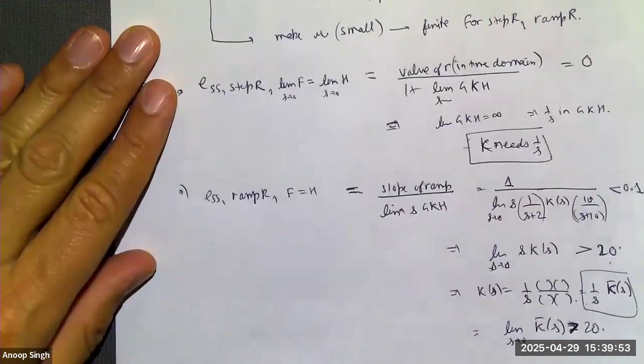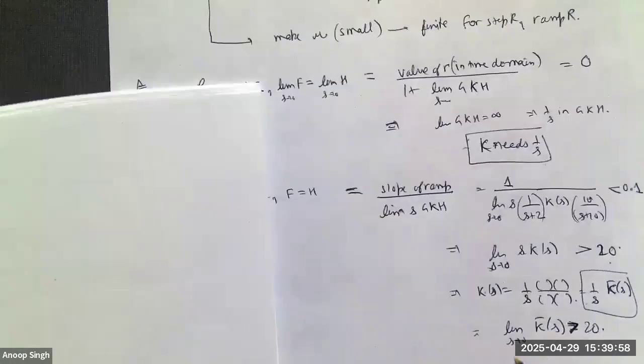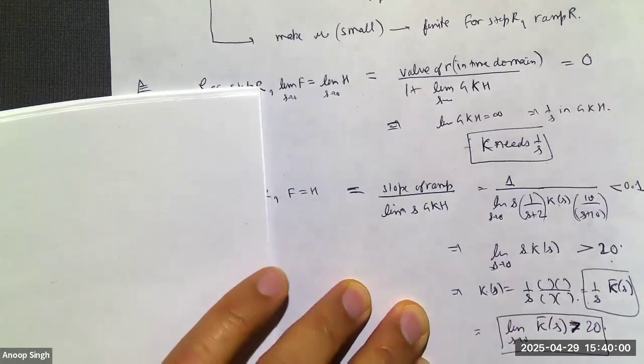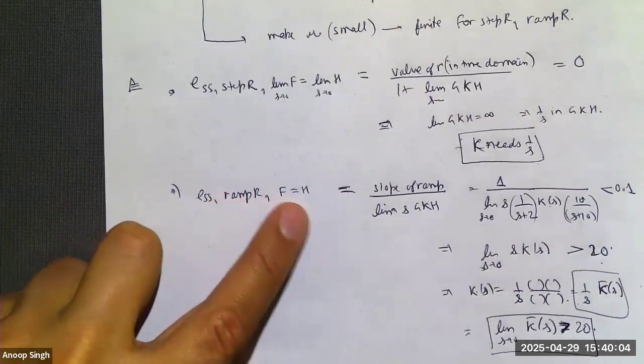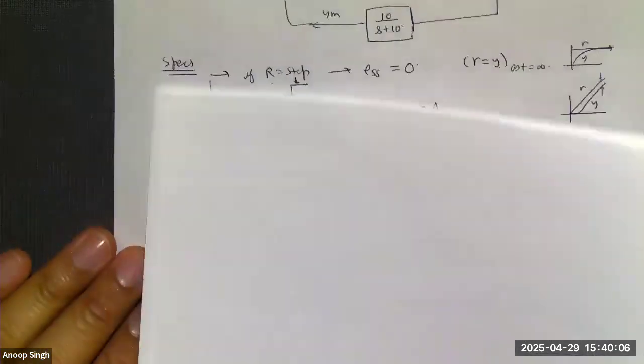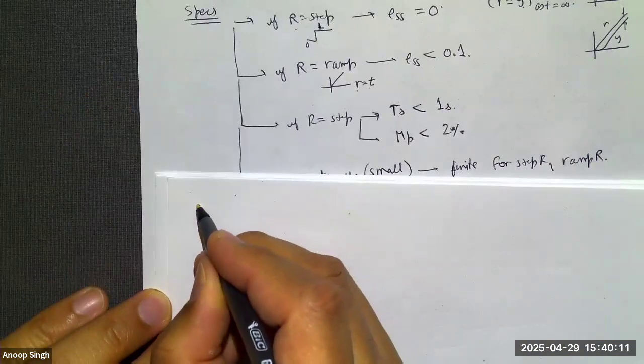Okay, so the error calculations are basically saying I need 1 over s in the controller, and I need the DC gain of the rest of the controller to be larger than 20. So we will watch out for that. And this error is only true when f is equal to h. Okay, so here we go. Now let's do the transient specifications.